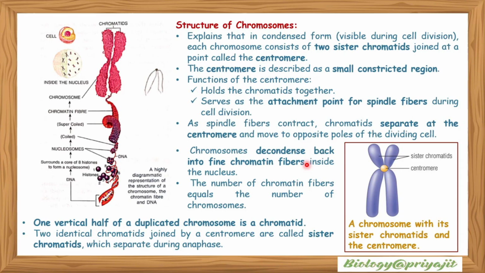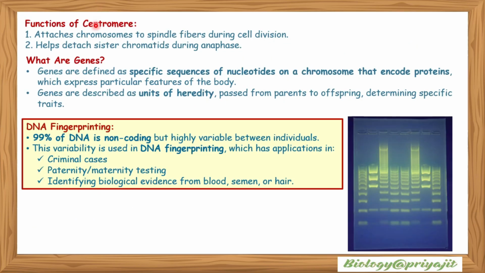Here, chromosomes decondense back into the fine chromatin fibers inside the nucleus. The number of chromatin fibers equals the number of chromosomes. So one vertical half of a duplicated chromosome is a chromatid, and two identical chromatids joined by a centromere are called sister chromatids, which separate during anaphase. Functions of the centromere: it attaches chromosomes to spindle fibers during cell division, and it helps detach sister chromatids during anaphase.